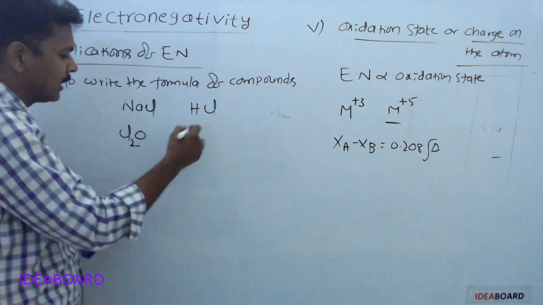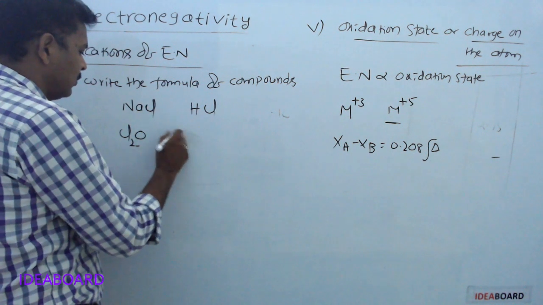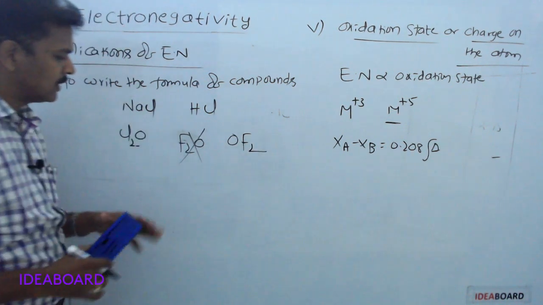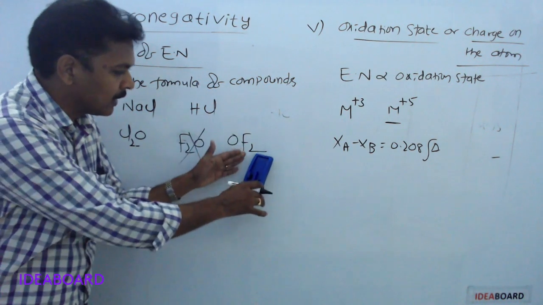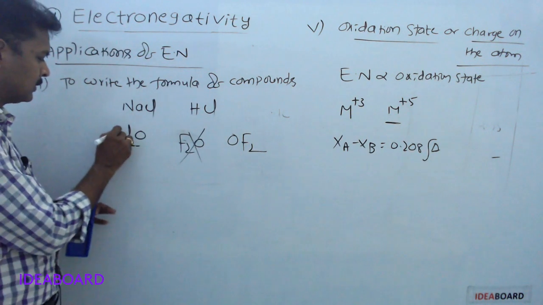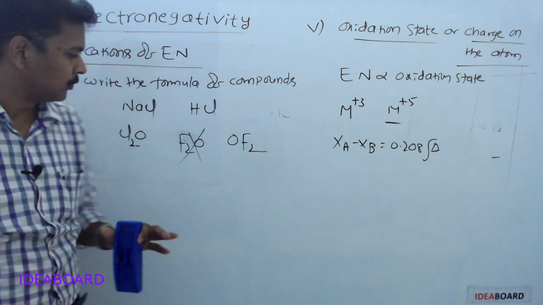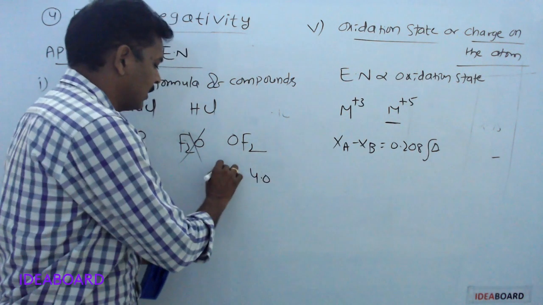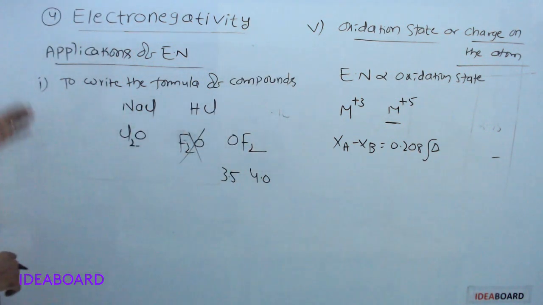If we take fluorine oxide, we should not write F2O. We should write OF2. This is not fluorine oxide, it is oxygen fluoride. Because among chlorine and oxygen, oxygen is more electronegative, but among oxygen and fluorine, fluorine is more electronegative. For fluorine 4, for oxygen 3.5. So we should write OF2, not F2O. This is the first application, to write the formula of compounds.